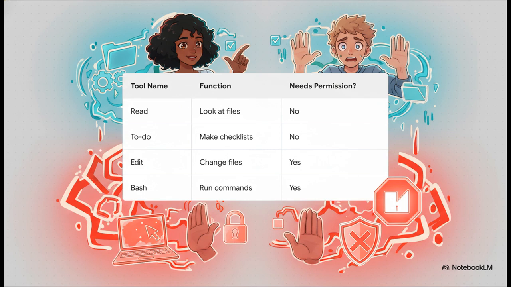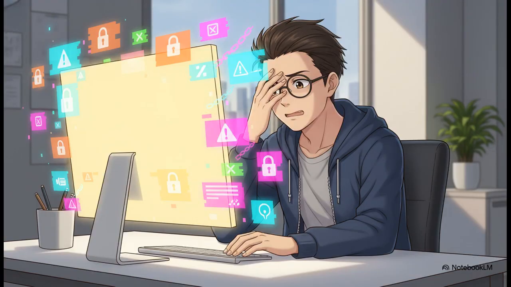But the high-impact tools, things like edit to change your files or bash to run terminal commands, those are hardwired to require explicit user consent. It's a fundamental safety feature, absolutely crucial, but it can become a huge speed bump. Let's look at a totally relatable developer anecdote from our sources to see how the security feature goes from helpful guardrail to massive annoyance in record time.